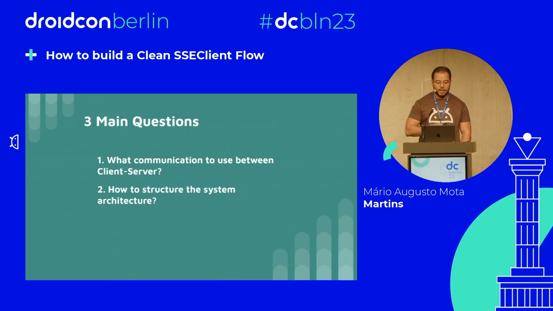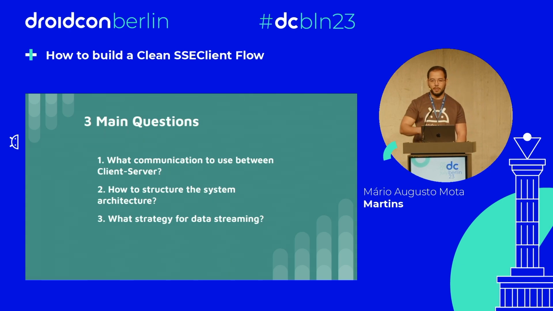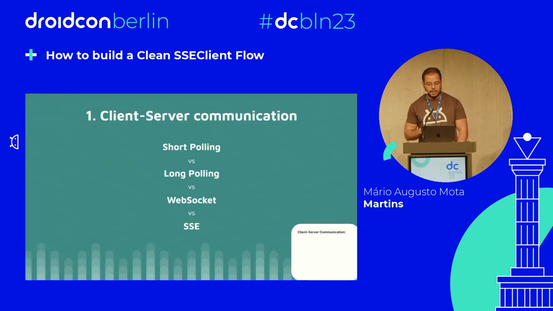Then, given that we already know the client-server communication, let's check what the architectural structure of our system is going to be. And the third and last one: okay, we know the structure, we know the communication system, and now how are you going to get this information that arrives in your client and move it to show in the user interface, which is the data streaming inside of our system. All right, let's start with the client-server communication system.